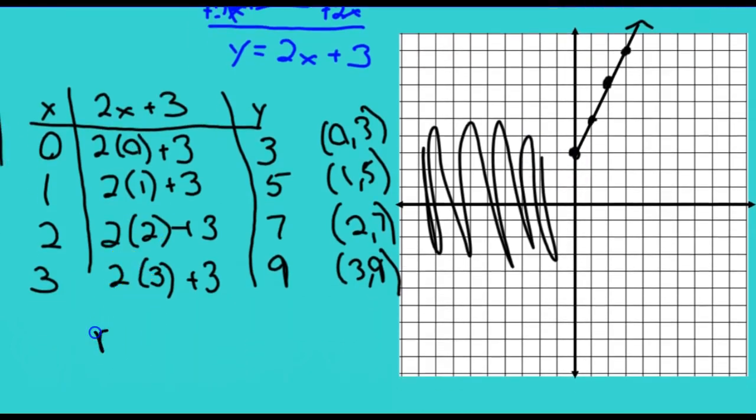Our range, though, looks like anything that can be greater than or equal to a positive 3. So our y can be anything greater than or equal to positive 3. Can't go below 3 because that's not where our 0 is. Our 0 is at 3.